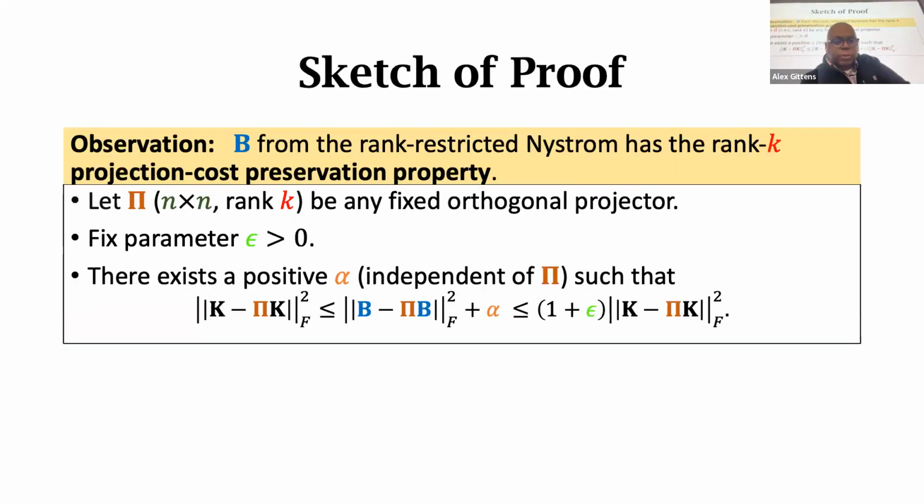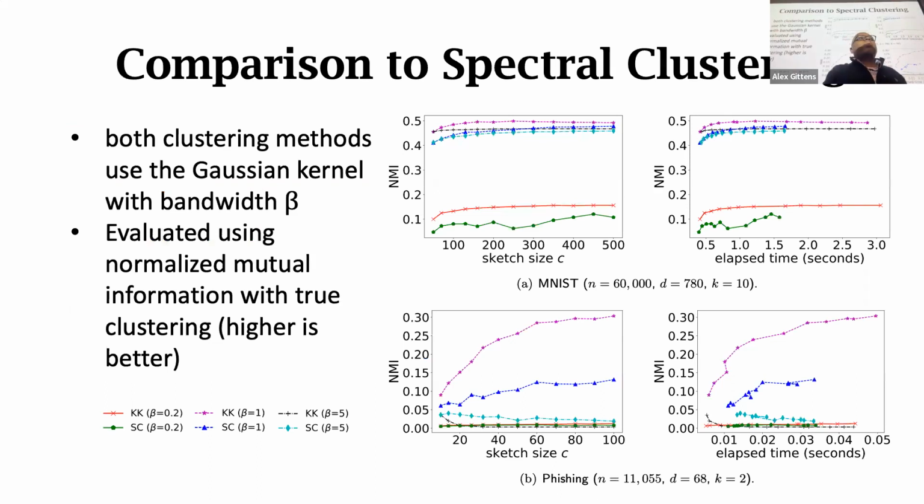So I'll skip the sketch of the proof. Sort of the key point here is that there's this nice property that this truncated rank Nystrom approximation has, which is that it doesn't matter what orthogonal matrix I look at, I can approximate this projection using the projection on B. So that's the key point in showing that you're able to get a good clustering by using this rank restricted Nystrom approximation.